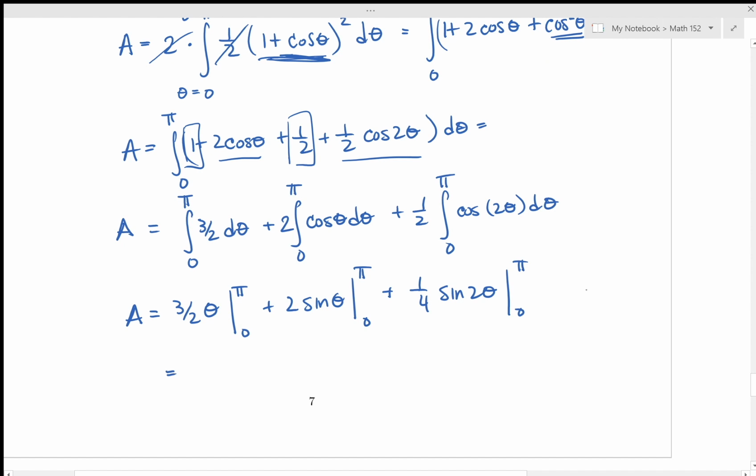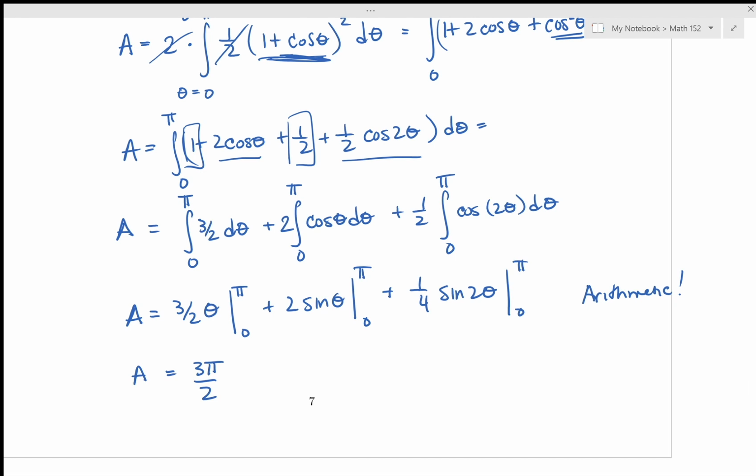Please do this arithmetic yourself. Don't just say, "Oh, I trust her." First of all, I make mistakes, and secondly, it's really good for you to practice. You get faster and more confident the more you practice. So anyway, when I did this, I got 3 pi by 2. Okay, so the main point here is to understand how to look at this.